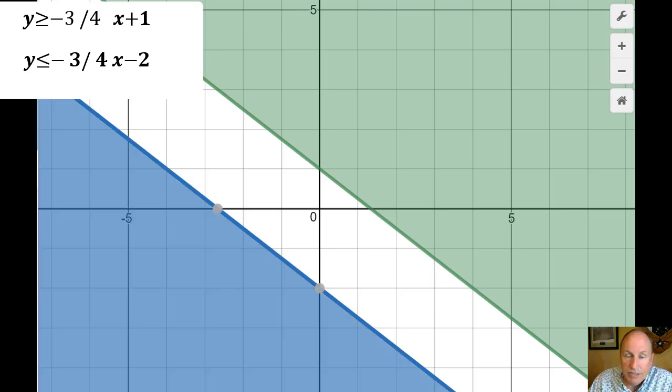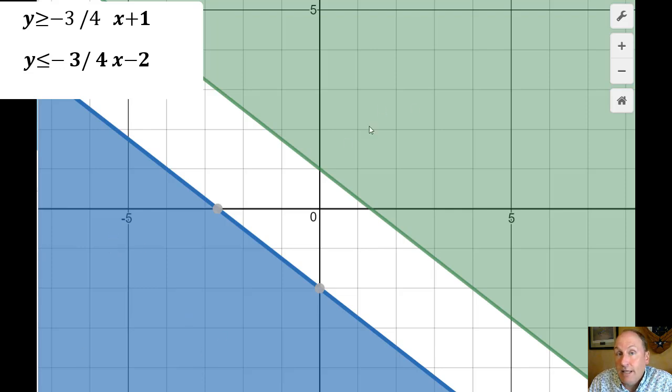Let's graph y is less than or equal to negative 3/4 x minus 2, and we get this bottom area, because if I put 0, 0 into that I get 0 less than or equal to -2, which is a false statement. So again, 0, 0 is not in that half plane either. Everything below the boundary line is part of the solution to the second inequality.